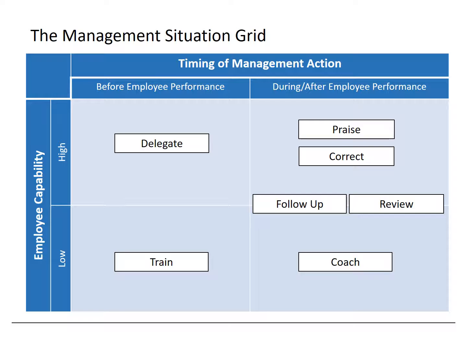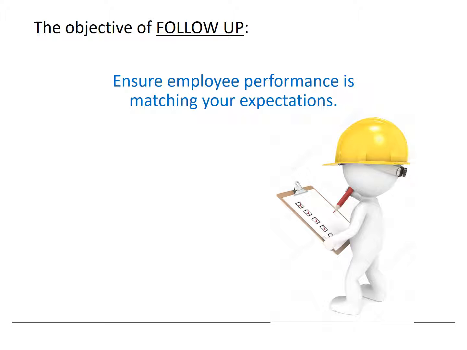Our discussion of the 7 core management behaviors thus far has focused on the left side of the management situation grid, or the behaviors that are used before employee performance of a task or skill. Module 2 is about the behavior delegate, which is the all-important way that managers get work done through their employees. Module 3 focused on the behavior train, which is the way that managers get employees ready to be delegated to. Now we'll move to the right side of the management situation grid. This module is dedicated to the behavior follow-up.